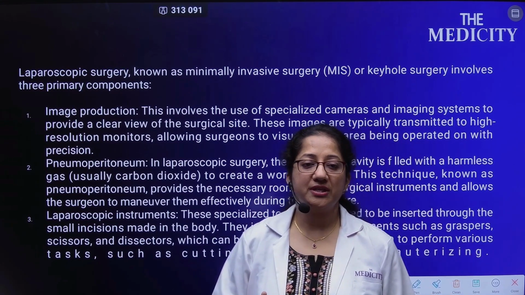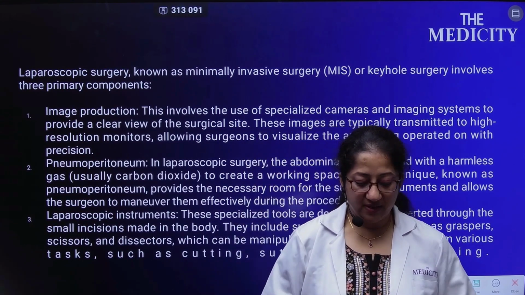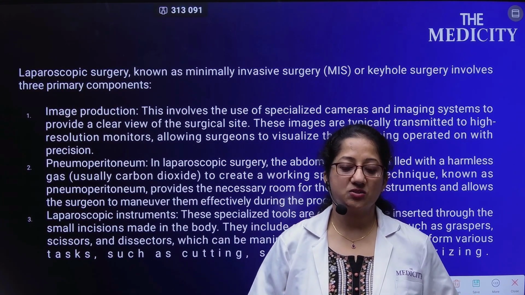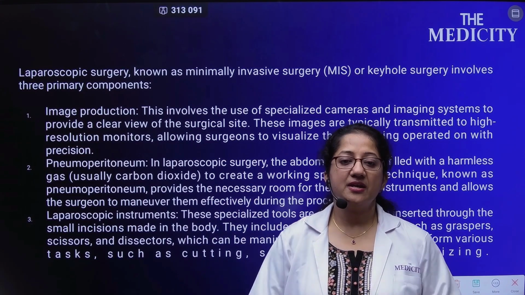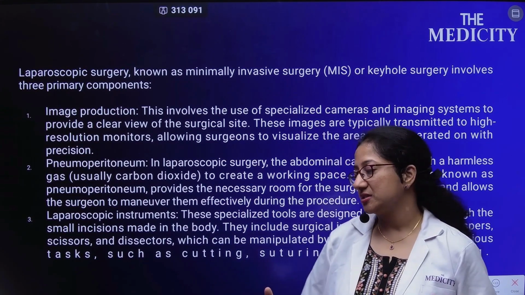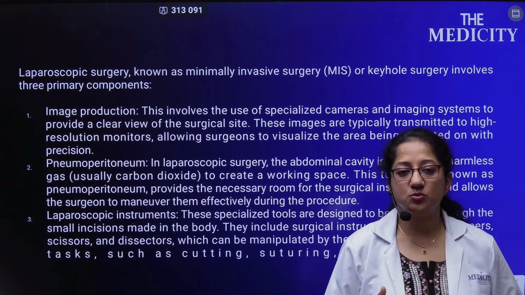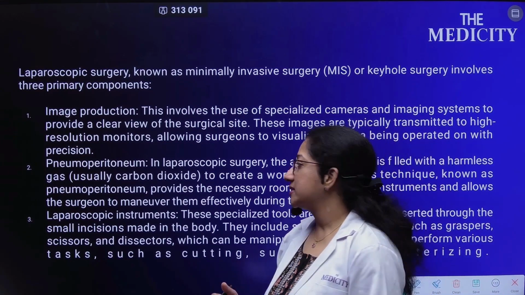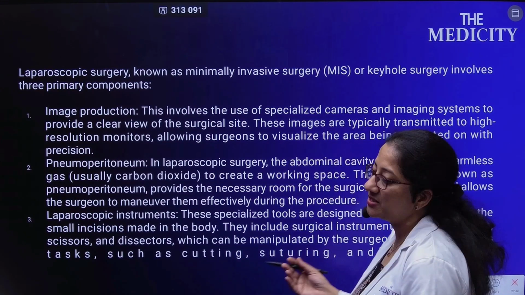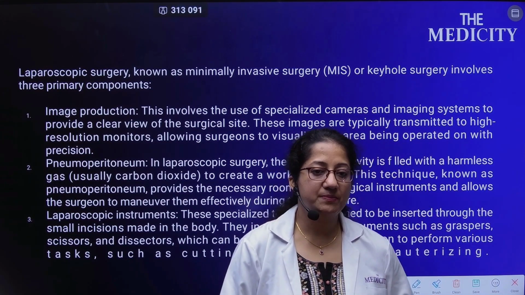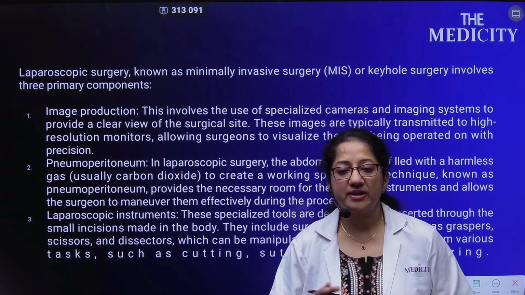Secondly, we need to create a pneumoperitoneum. That is, we have to fill up the abdomen with gas so that we have a working space and we are able to visualize the organs more clearly. Most commonly used is carbon dioxide because it is easily available, it is cheap and non-combustible and provides a better visibility.